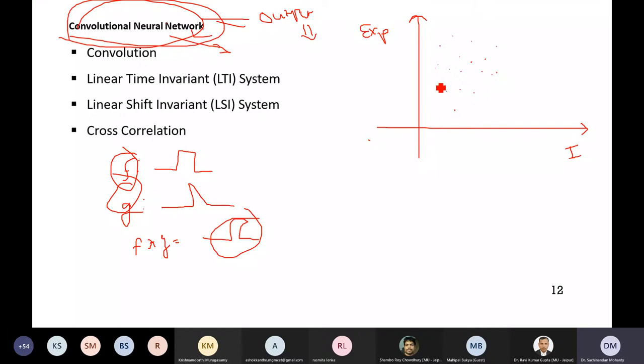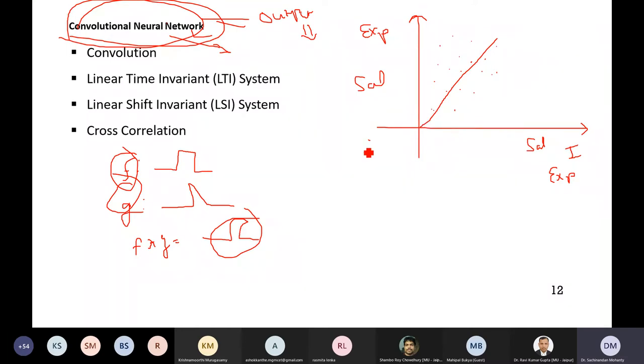For example, your experience and your salary. The moment your experience increases, your salary also increases. Yes or no? Similarly, your salary and your expenditure. Your salary increases, your expenditure also increases. Are you getting it or not? So there must be some relation between the data points you have to compute.